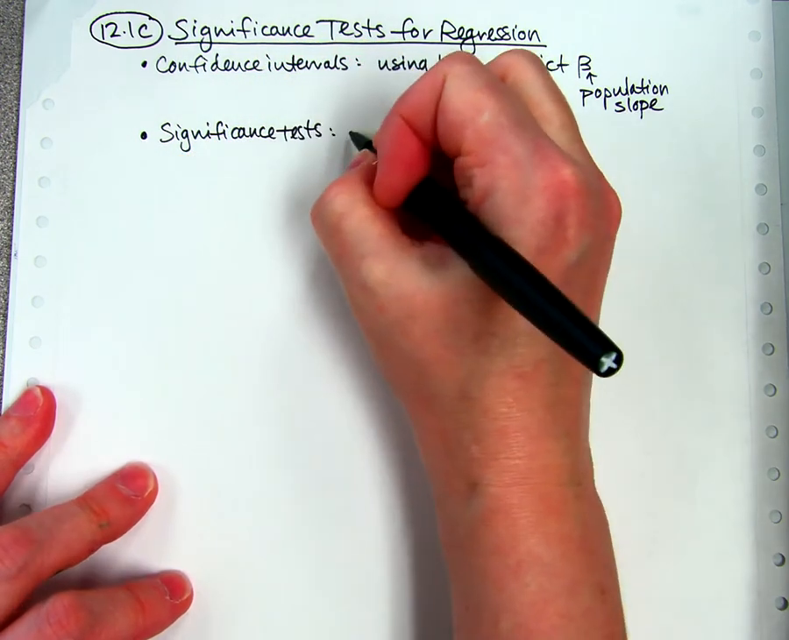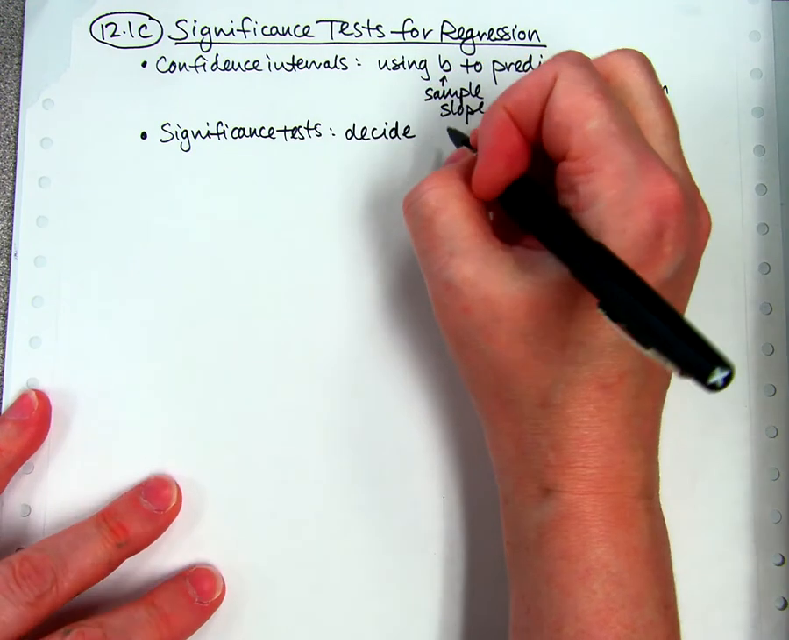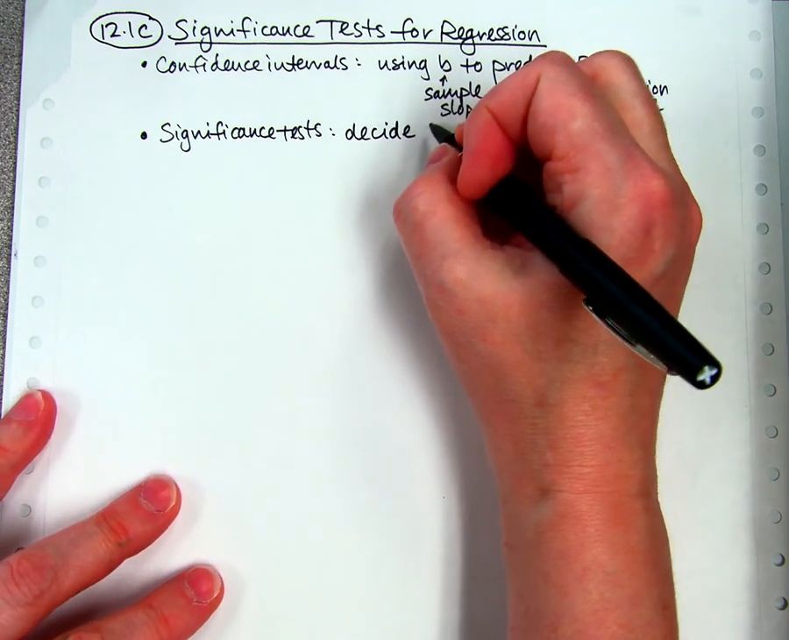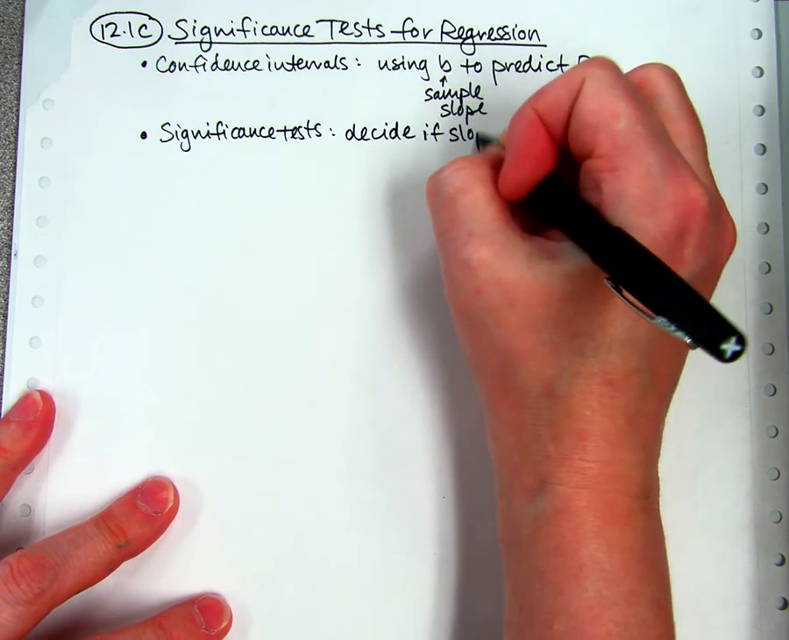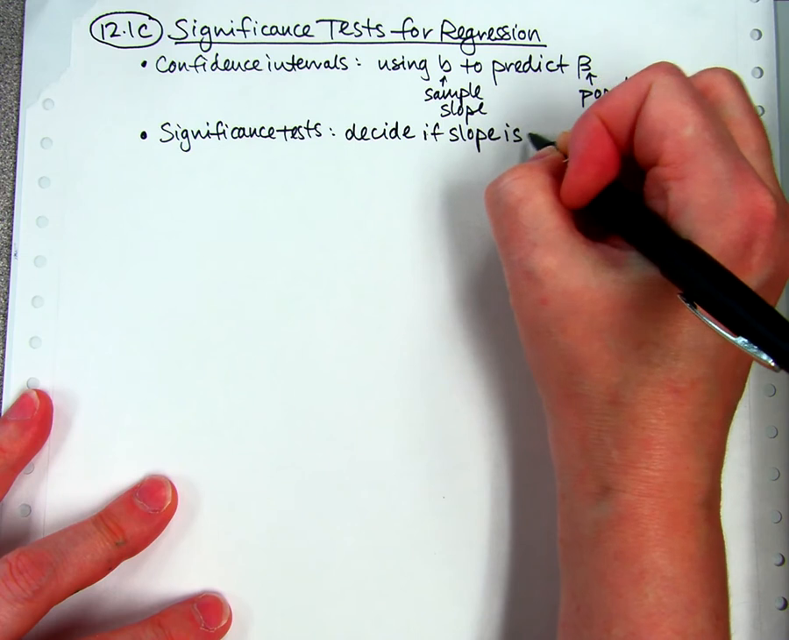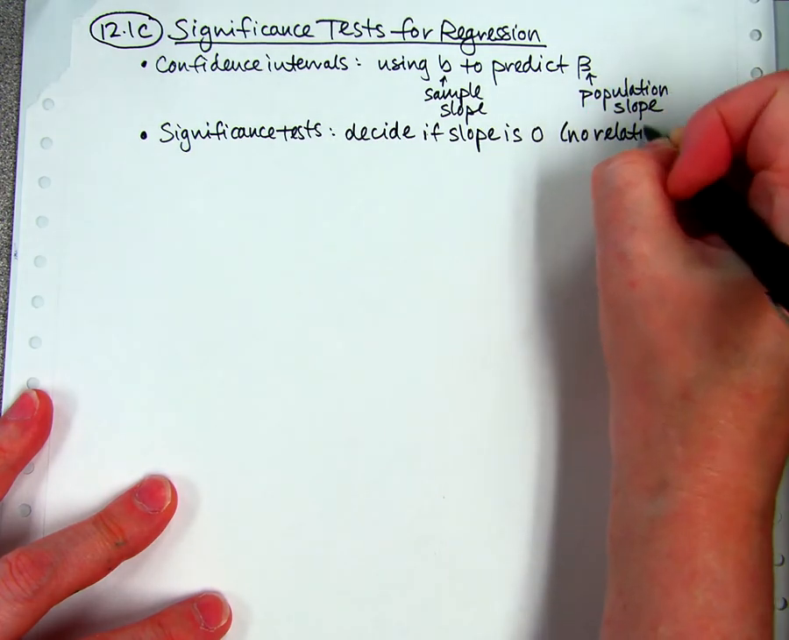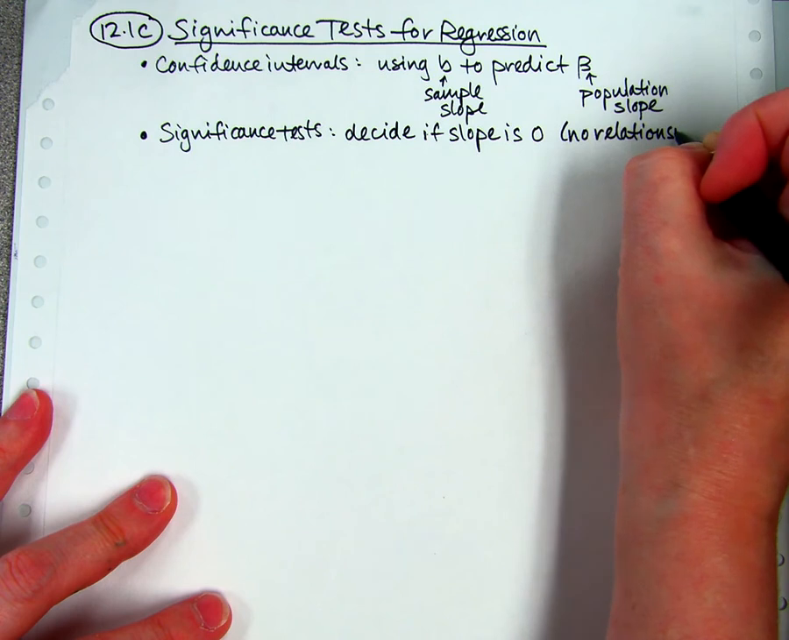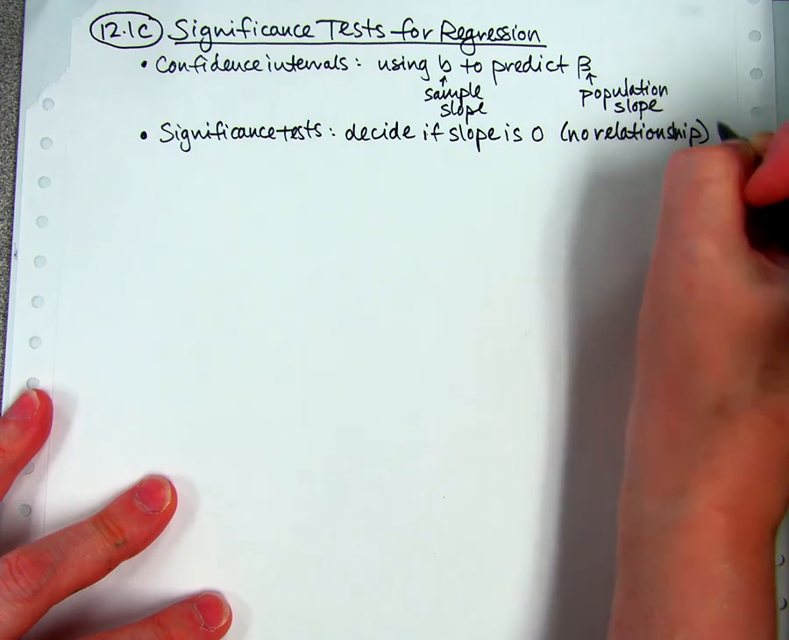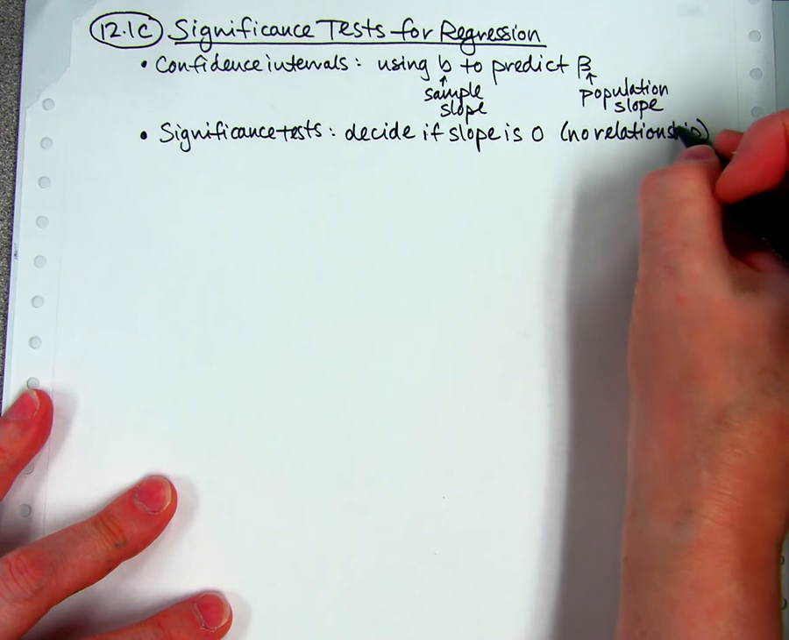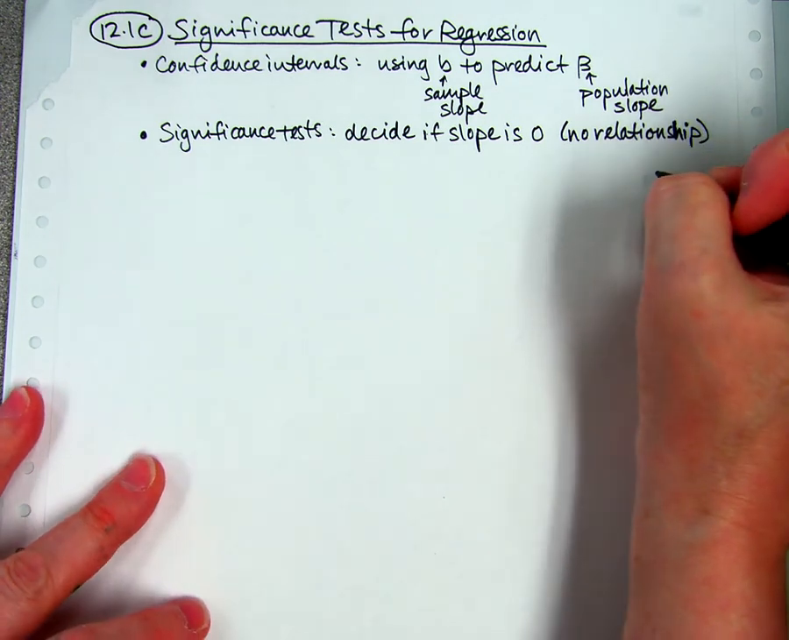Which means we're going to be deciding if the slope is 0 or not. And we're not going to experiment with other slopes right now. So we're going to basically be always deciding if the slope is 0. Slope is 0 means there is no relationship between the variables, which kind of sounds like what we did with the chi-squared stuff. Or if the slope is not 0, that means there is a relationship, positive or negative, between those variables.